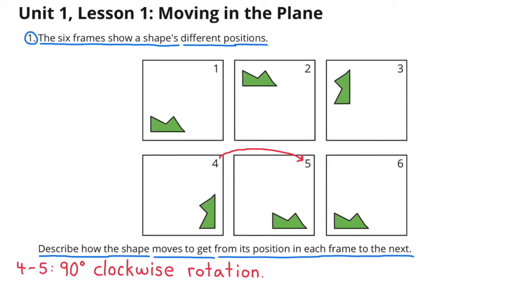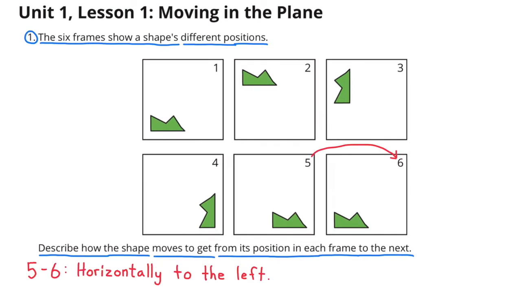From frame 4 to frame 5, the shape rotates 90 degrees clockwise. From frame 5 to frame 6, the shape moves horizontally to the left.